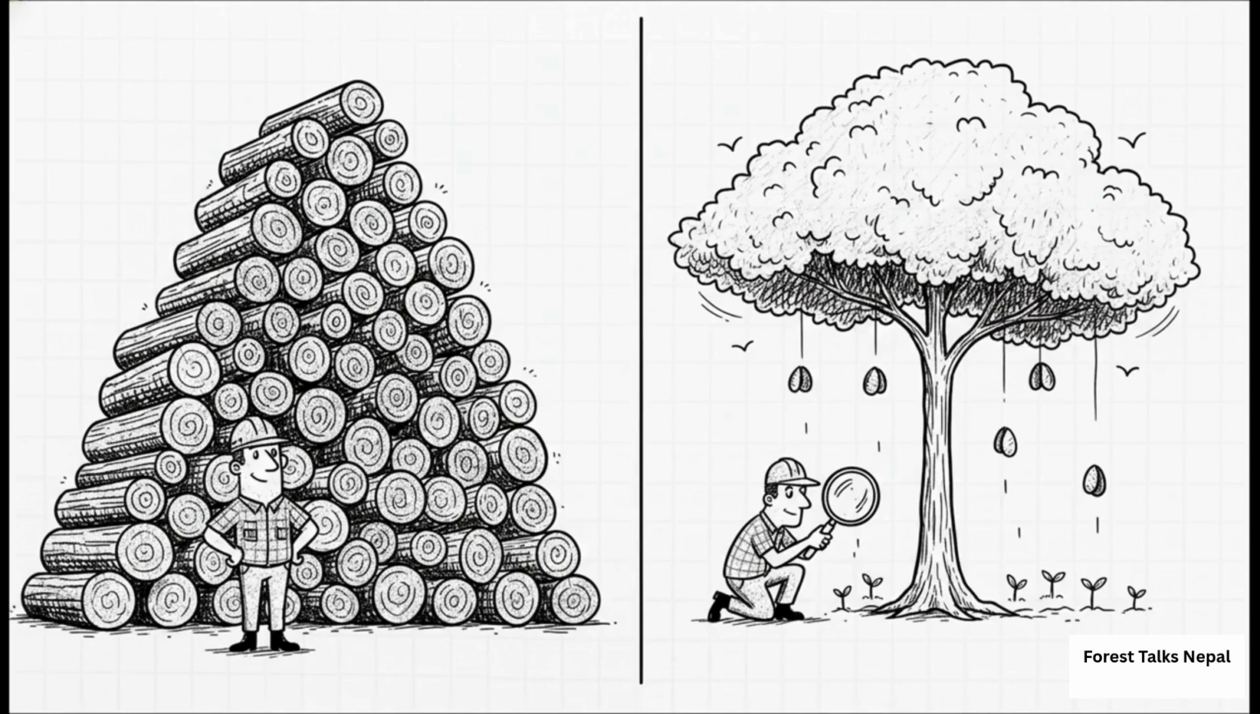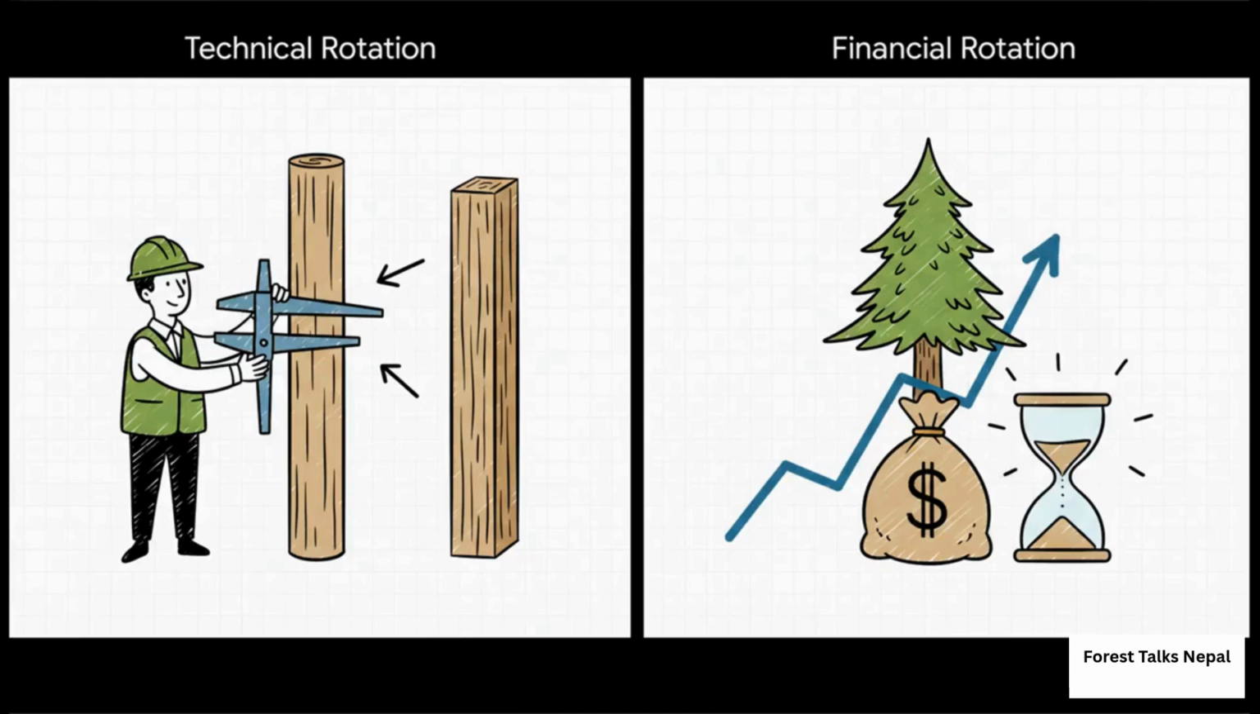But then, contrast that with silvicultural rotation. This forester has a totally different persona. They aren't worried about giant piles of timber. Actually, their basis is the natural maturity of the trees, with the objective of getting the best seed production. They just want to make sure the trees naturally mature, drop their seeds, and reproduce well for the next generation. So it's much more of a biological focus rather than a pure volume focus. Next up, we have technical and financial rotations.